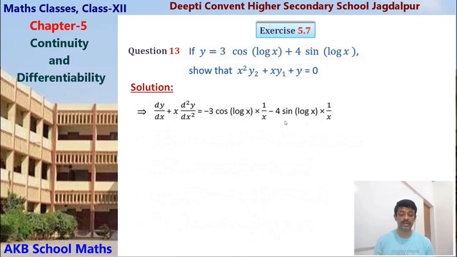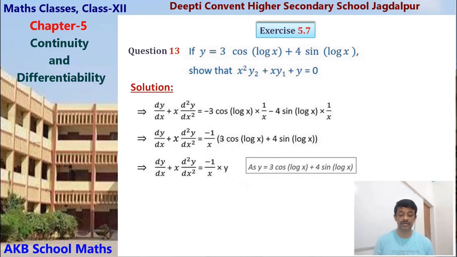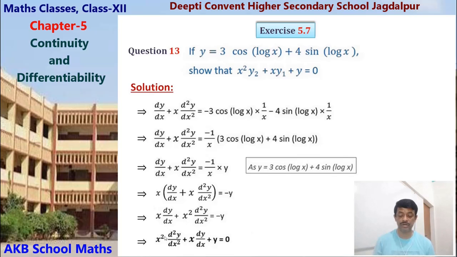Now taking the LCM and transferring x, minus 1 by x times this. So 3 cos log x plus 4 sin log x. What is this? This is the given value of y, since y equals this. So we can put y here. So minus y by x. Minus y here, with x transferred to the left hand side. Now multiplying, x dy by dx plus x square d2y by dx square minus y equals 0. So we get x square d2y by dx square plus x dy by dx plus y equals 0.